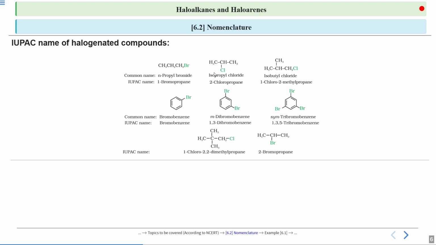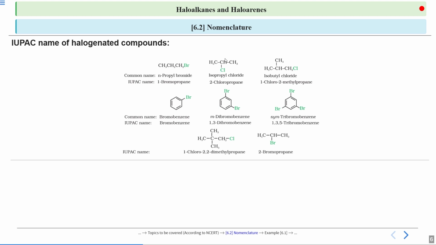So the common name of this is isopropyl chloride. Basically, if the chain of our alkane is substituted, then you have to put a word to signify at which position it is substituted. Then comes the alkyl group name, that is propyl because 3 carbons are present, and then the halide group name, that is chloride for chlorine. Isopropyl: iso suggests that the substitution is happening at the center, or at the second position.